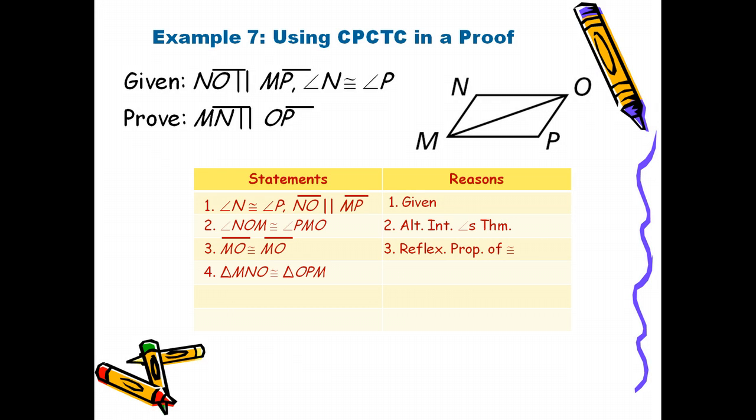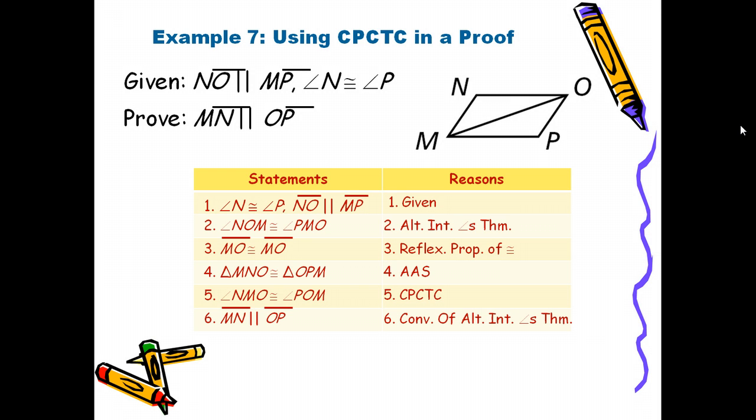Triangle MNO is congruent to triangle OPM. This is by angle, angle, side, and therefore we have that angle NMO is congruent to angle POM by corresponding parts of congruent triangles congruence. And that gives us then that MN is parallel to OP by the converse of the alternate interior angles theorem. You need to remember all those theorems we've been learning and their converses so that you can write these proofs easily.